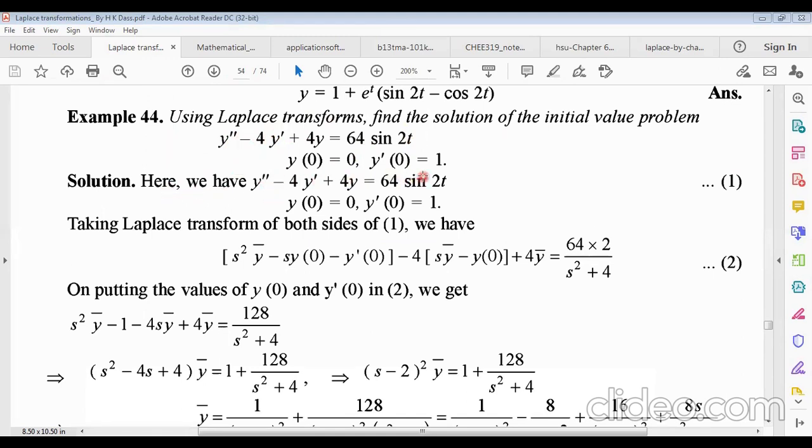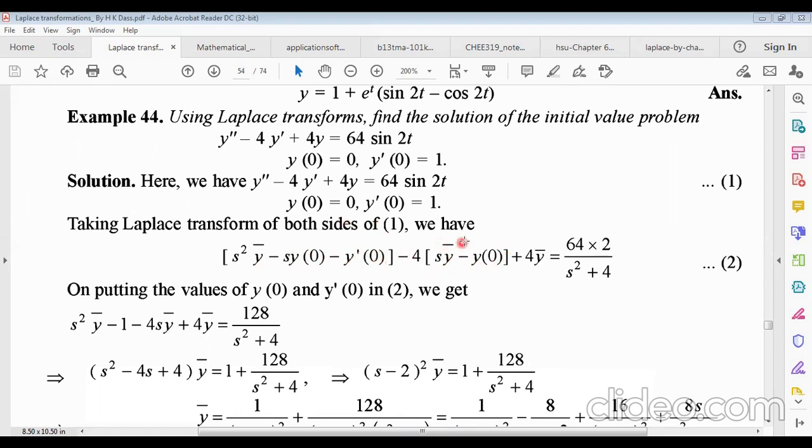Now this is the given differential equation: second derivative of y(t) minus 4 times the first derivative of y(t) plus 4y equals 64 sin 2t. Now taking Laplace transformation on both sides. You must know the Laplace transformation of the second derivative of y(t) is this second one in your copy: s square Y(s) minus s y(0) minus the first derivative of y(t) at t equals 0.